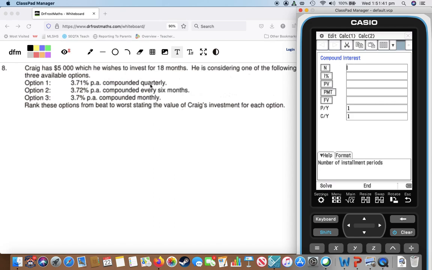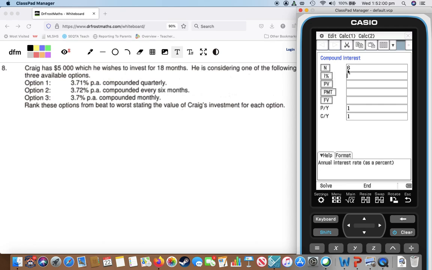In option 1, it's compounded quarterly. So each quarter of a year is 3 months. So we have to be thinking how many times does 3 months fit into 18 months? And again, you can just do 18 divided by 3, and it will say that there are 6 compounding periods.